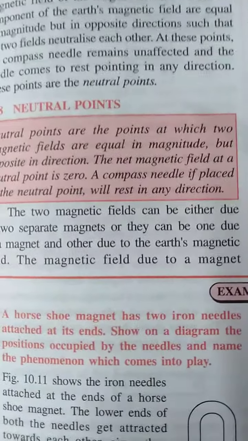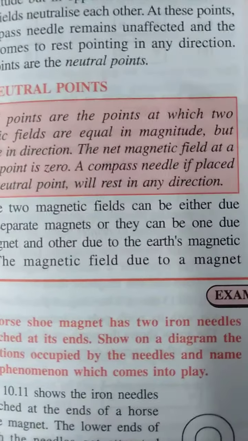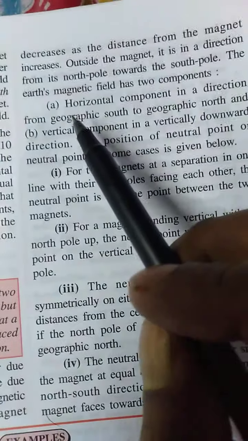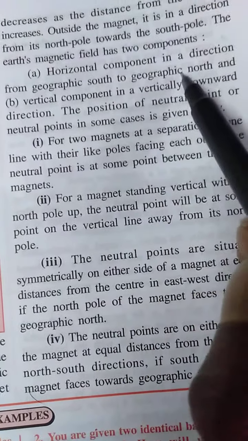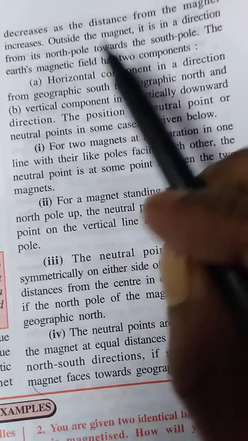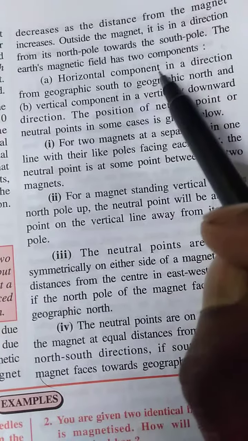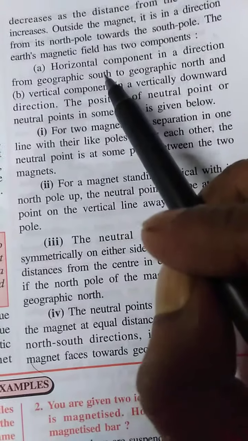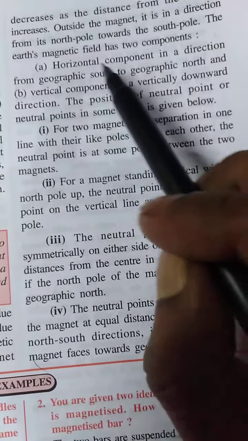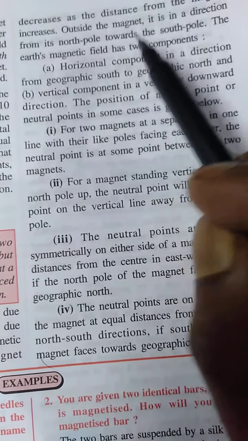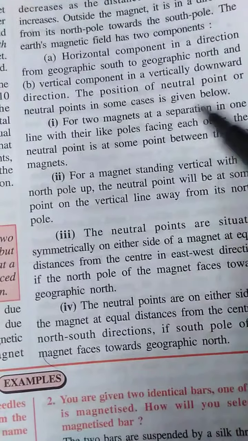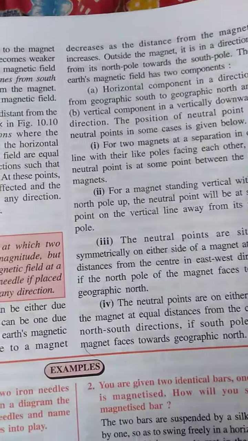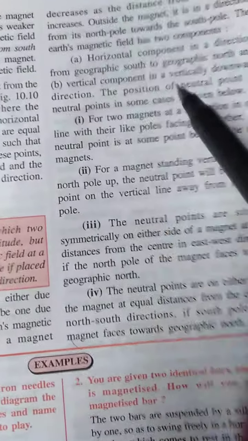So, that point is called the neutral point. Earth's magnetic field: horizontal component in the direction of geographical south to geographical north. Our Earth has two components. The magnetic field of Earth is divided into two parts. One is called the horizontal component, that is in the north-south direction, and one is the vertical component, that is vertically downward.